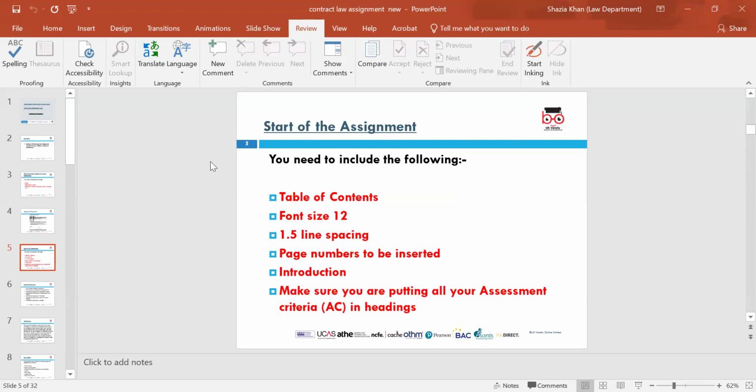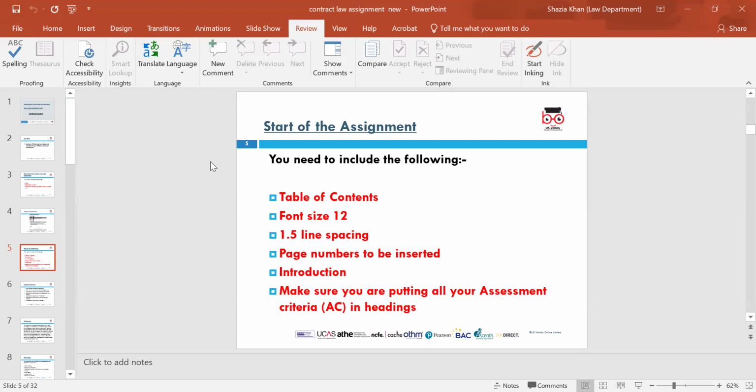At the start of the assignment, you need to include the following, which is really important because it's, again, clarity and structure of the assignment. Table of contents. Your font size needs to be 12. 1.5 line spacing. Page numbers need to be inserted. So if you have a contents page, you would refer to the page number. An introduction, and make sure you are putting all the assessment criteria in headings.